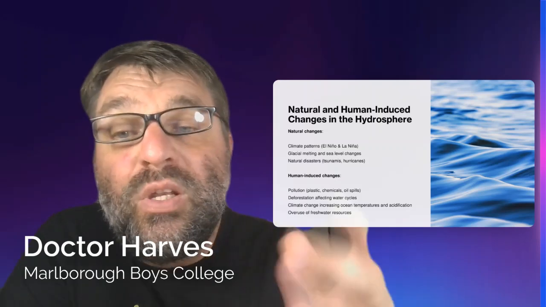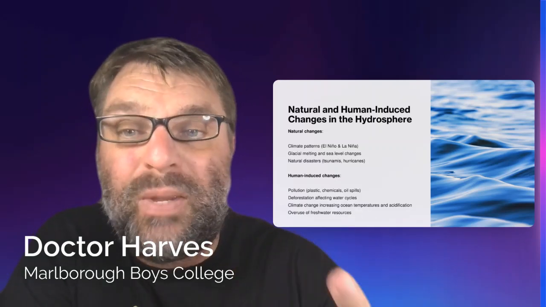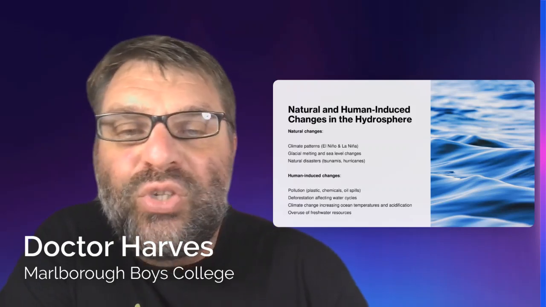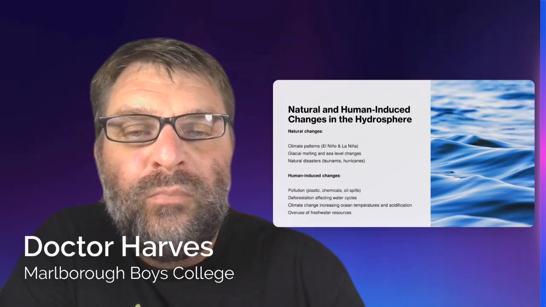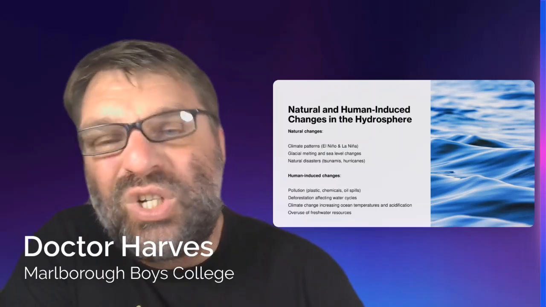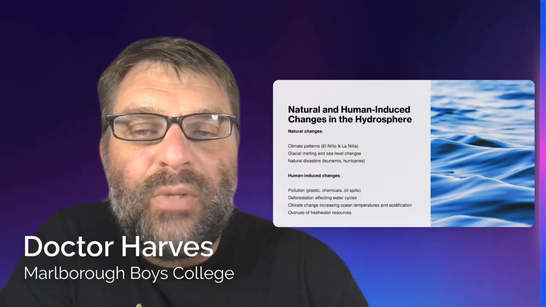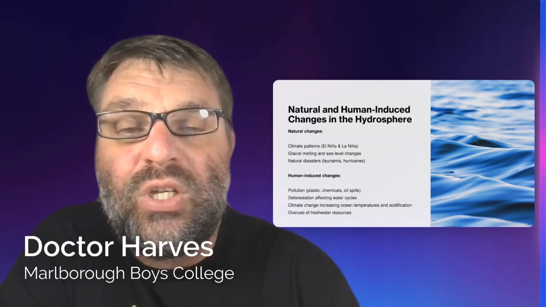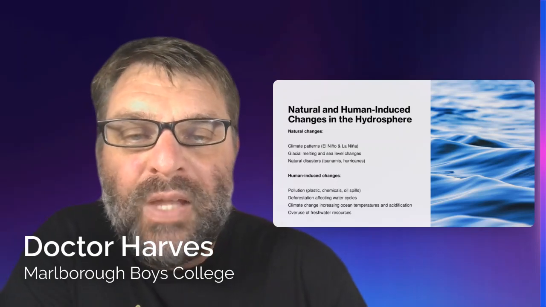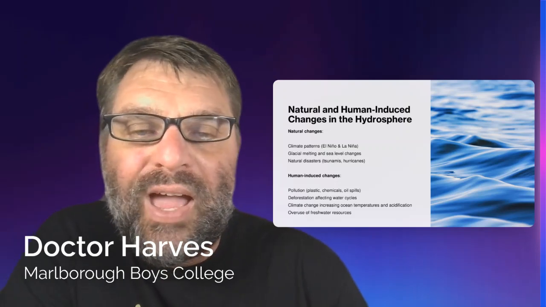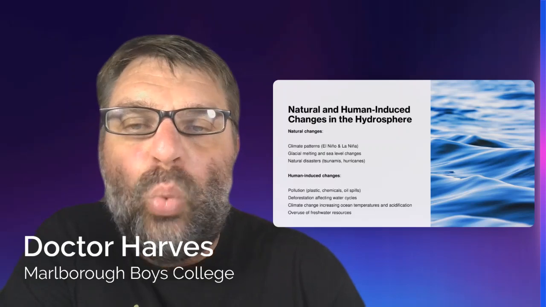So in terms of the human-induced changes of the hydrosphere, we have pollution, so plastic pollution is a big one. Chemicals and oil spills can occur and pollute the hydrosphere. We have deforestation, which links to the biosphere, affecting water cycles. Climate change, increasing ocean temperatures and leading to acidification of the oceans, and the overuse of our fresh water resources, which are about 3% of the global water.